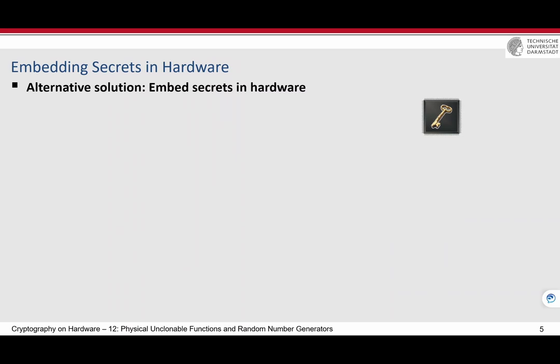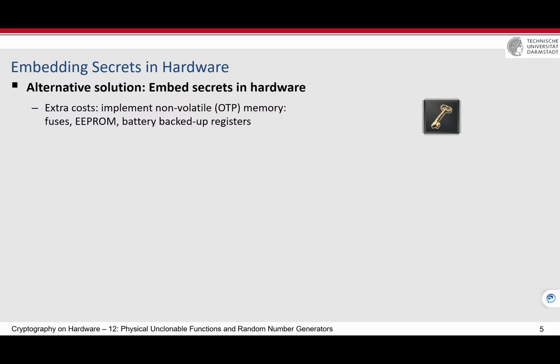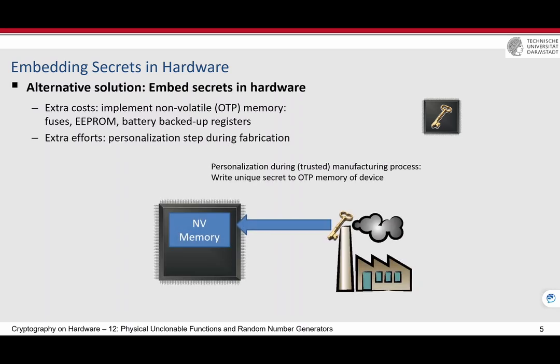And now the solution, which was there and still is there: embedding secrets in hardware. Instead of storing the secrets in the software, let's store them in the hardware. And then, of course, you need to pay more for that. For example, you need non-volatile memory, like OTP, one-time programmable memory, some fuses or EEPROM, some devices that you can save some secrets inside.